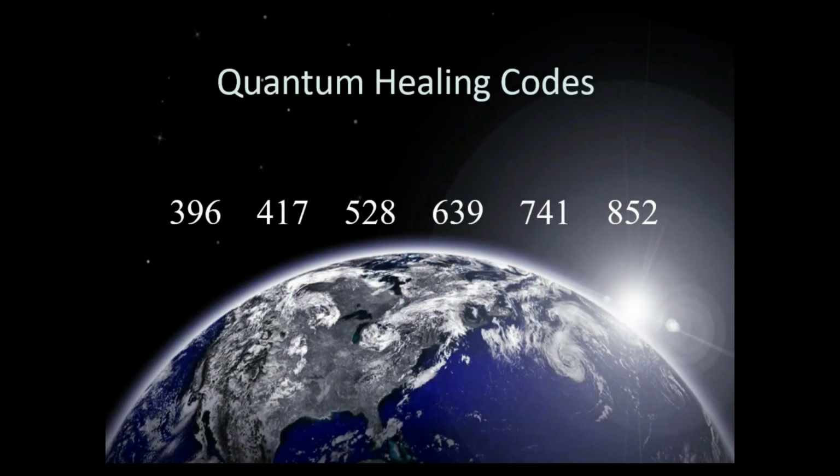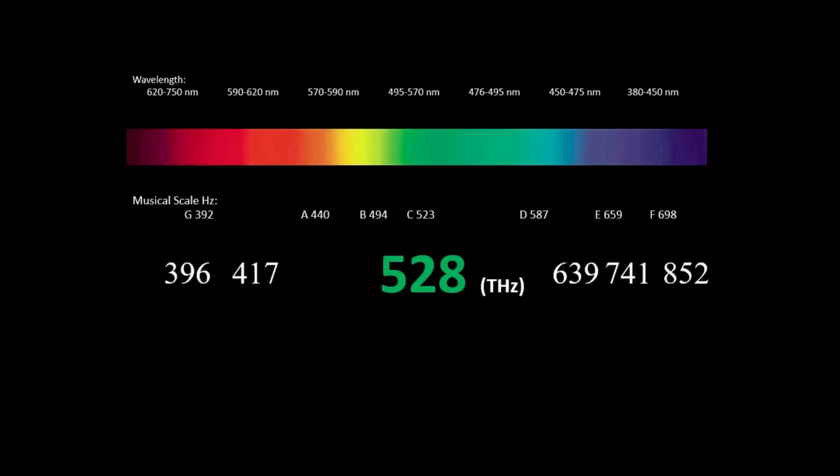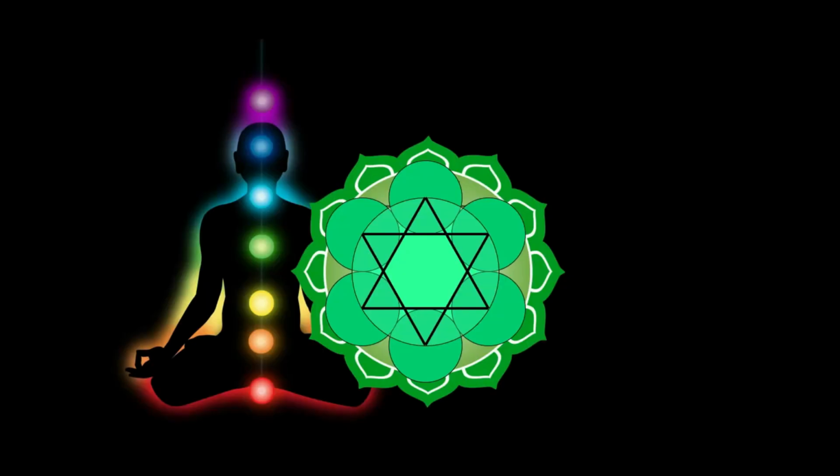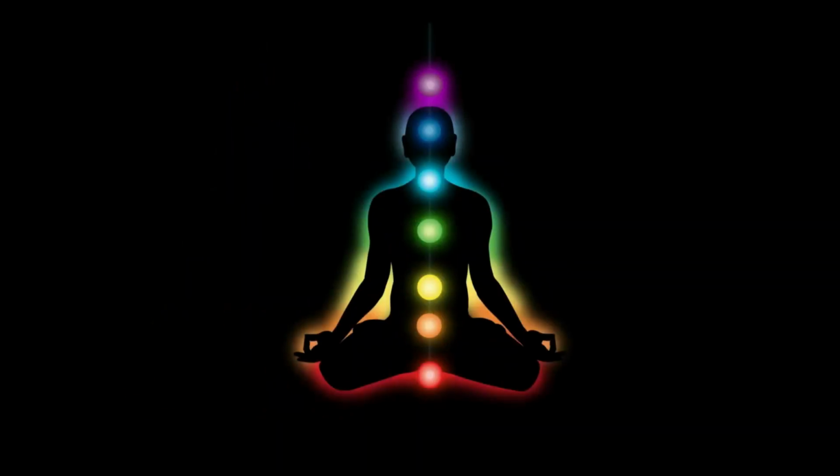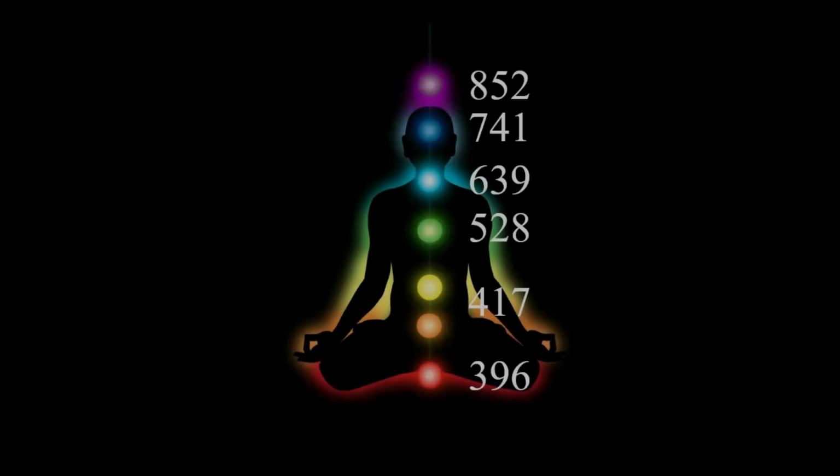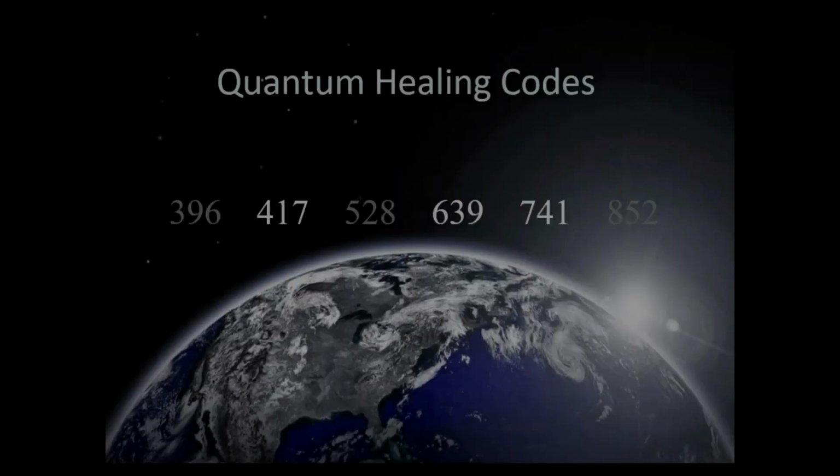And here we have the quantum healing codes. The quantum healing codes, when you look at them as a wavelength, when you convert them to terahertz, we find that they also reflect the different colors of the chakras. The heart chakra, being in the center, is the color green, and it also has the geometry of the Star of David or the twin tetrahedral triangle that fits nicely inside Metatron's cube. And here we have the different codes and how they line up with the various chakras.